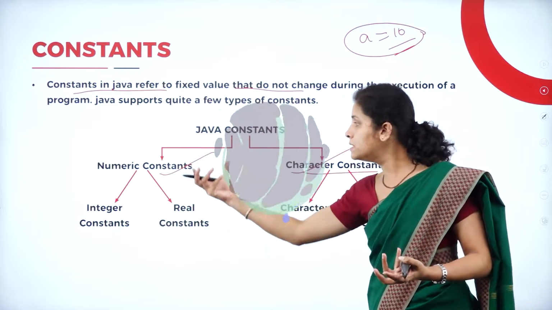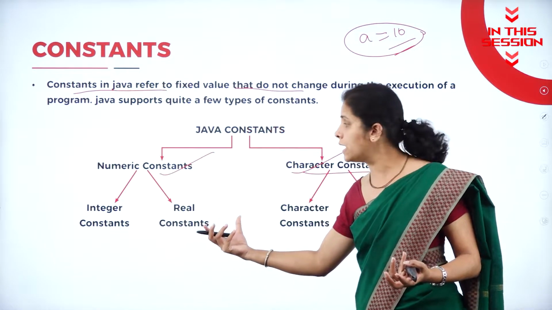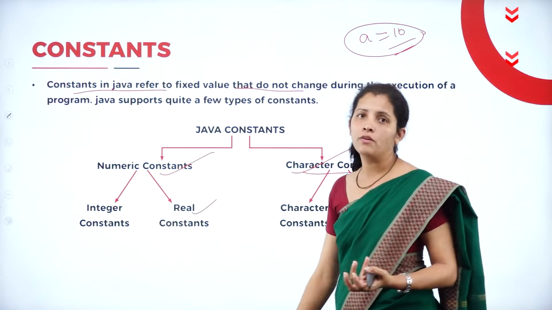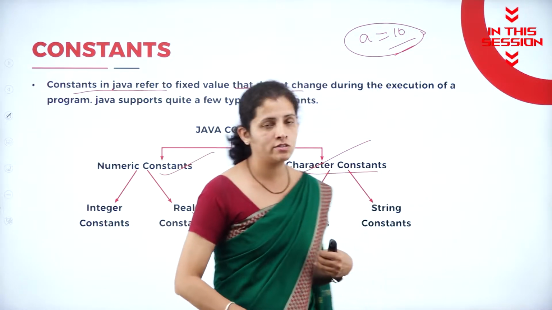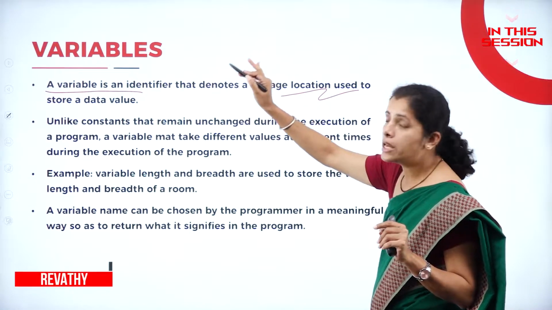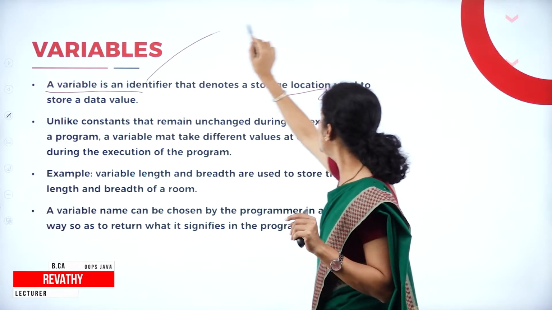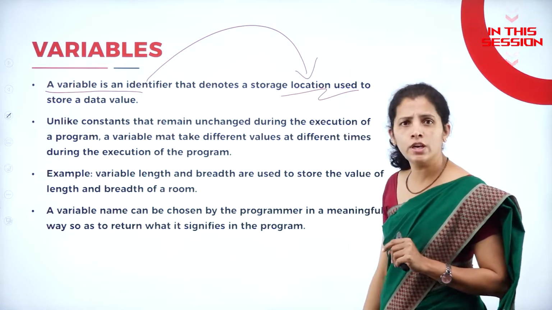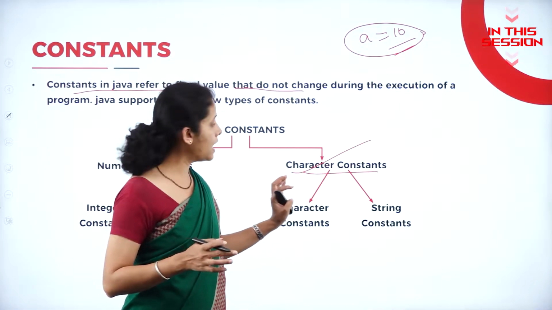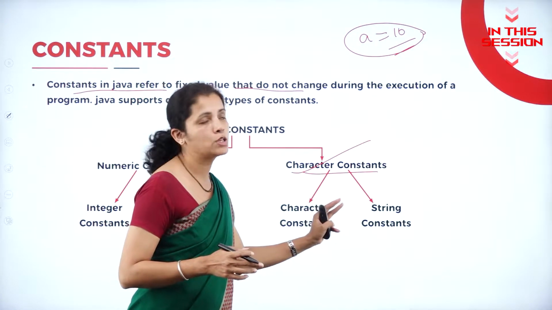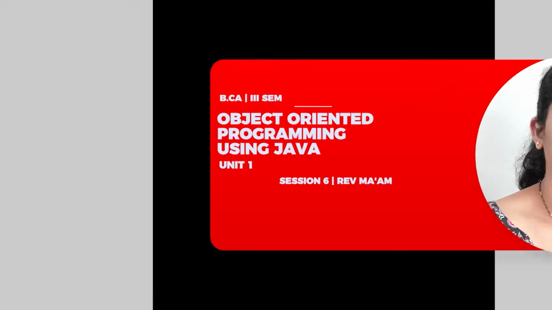So here numbers are categorized into two types, integer constant as well as real or floating point or double constant. What is variable? Variables are an identifier and it always denotes the storage location. Character constants are categorized into two types, that is character constant as well as string constant.